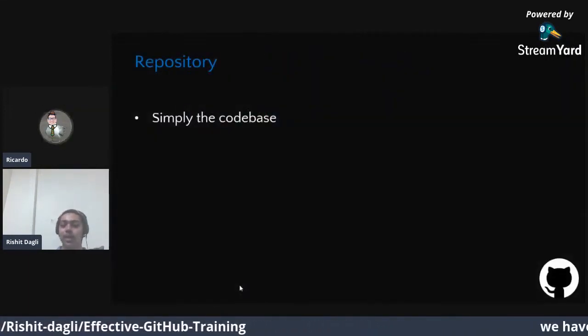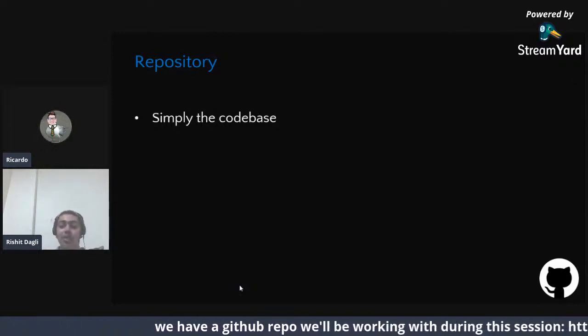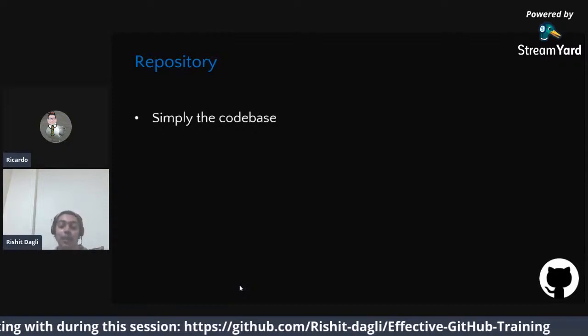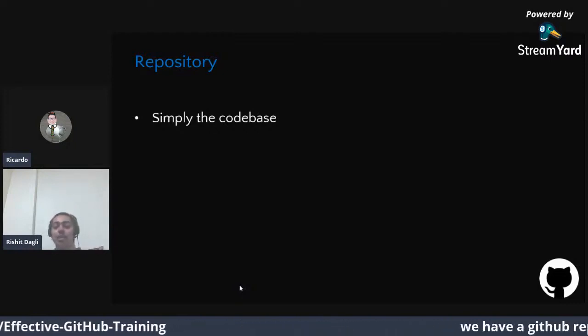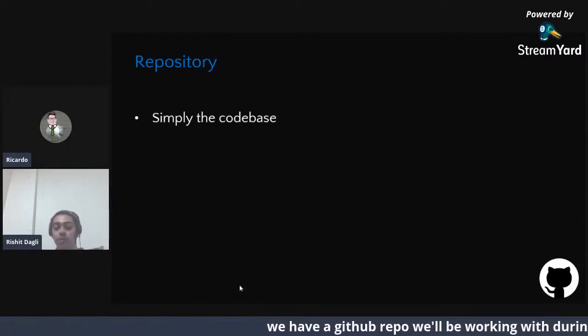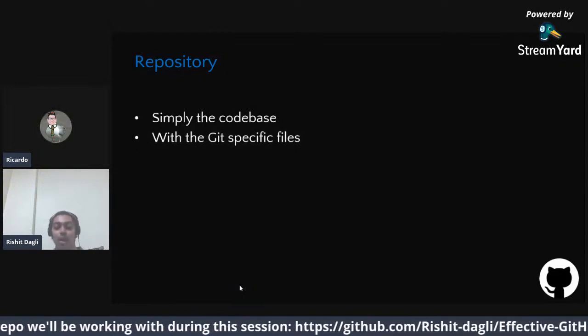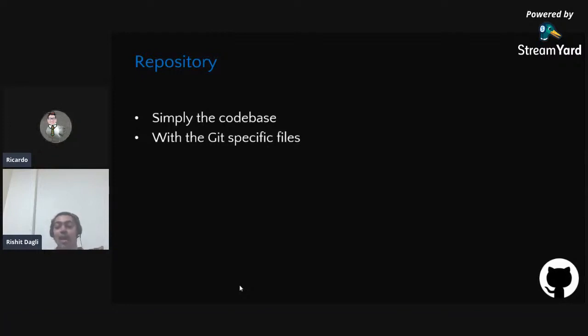So Ricardo said something while explaining Git versus GitHub repository. So we'll start talking about the repository. The first thing you need to know: your repository is simply the code base, or all of your code, with the Git specific files. So you have versions of your code base, the change log, and all of it, which we'll see soon what Git provides you. You have all of that in the repository too.